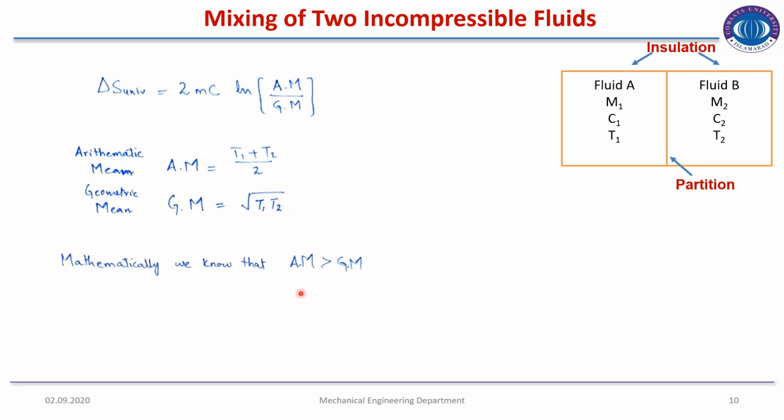So mathematically we know that the value of arithmetic mean is greater than geometric mean. Therefore the change of entropy of universe is greater than 0. So this represents that this is a possible process and this is also an irreversible process.